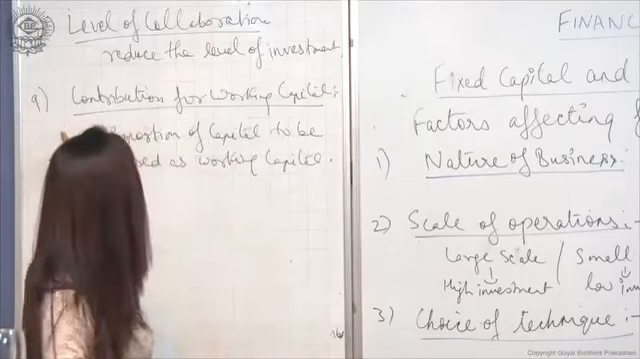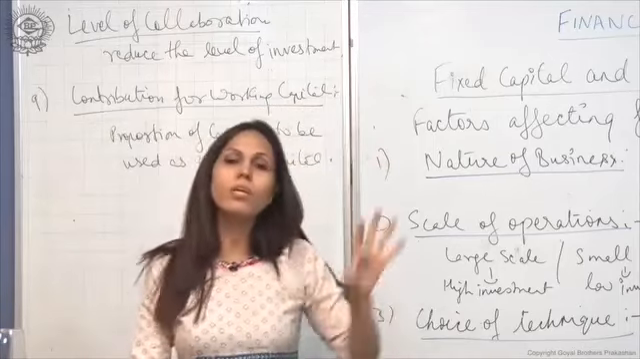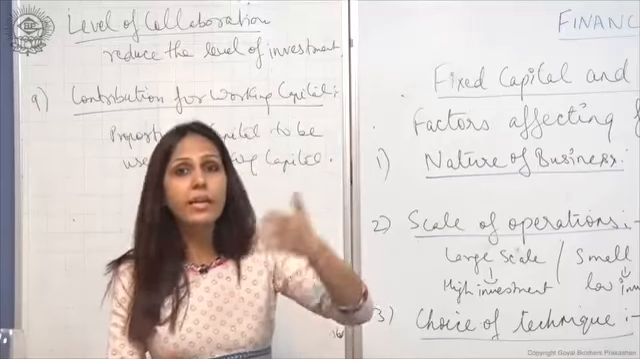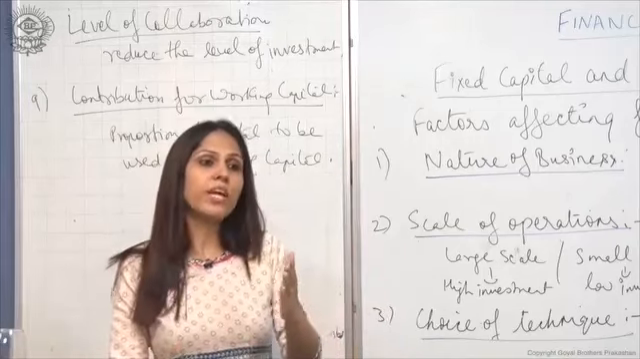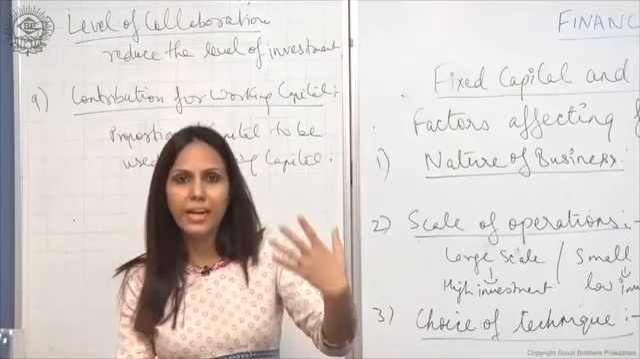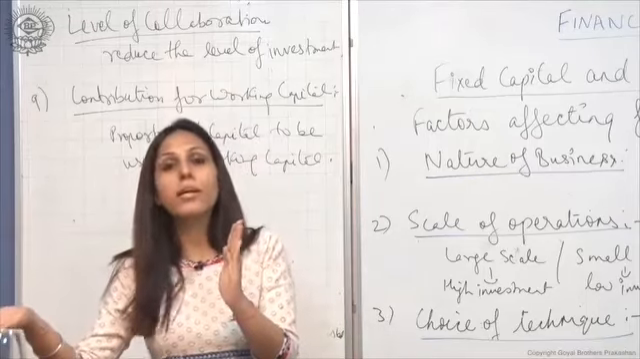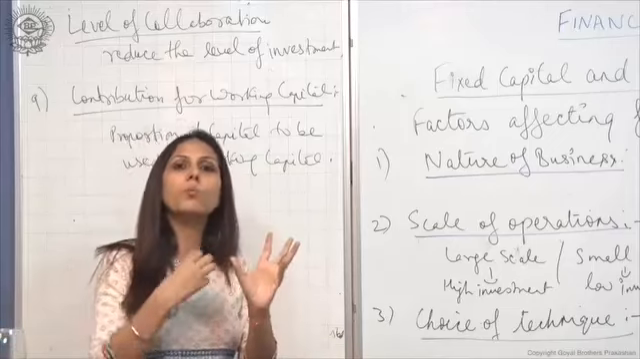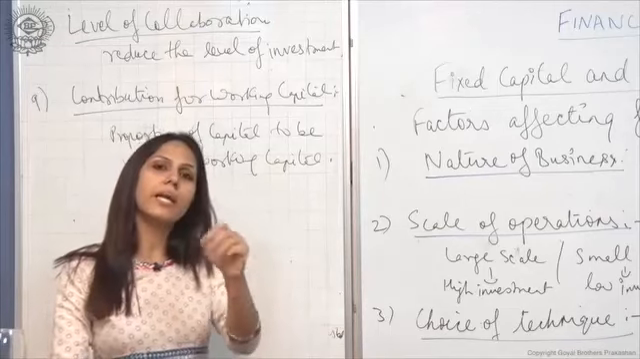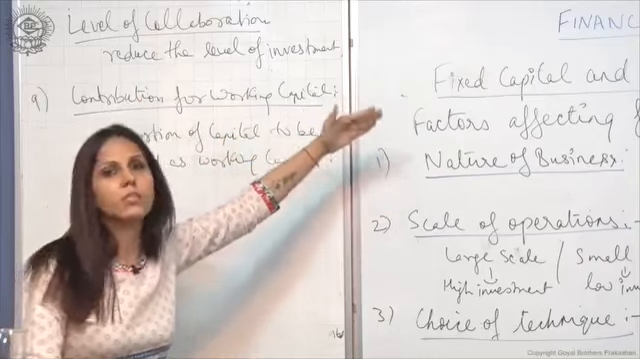Fine. Ninth is contribution for working capital. Out of the total capital of the company, some part of the capital is to be invested in the current assets, meaning the assets which can be easily convertible into cash. As I told you, the stock, inventories, bills receivable, and debtors. So a fixed amount has to be used for the current assets. Fine. So how much amount we are using for buying current assets will decide our proportion of investing in buying fixed assets.